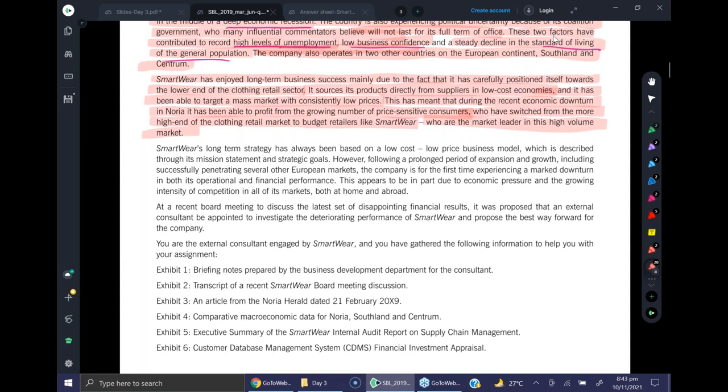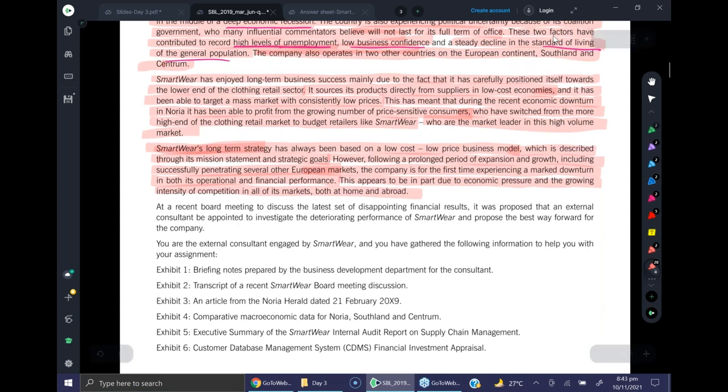So SmartWear's long term strategy has always been based on a low cost, low price business model. So that's their business strategy, low price, low cost, which is described through its mission statement and goals. However, following a prolonged period of expansion and growth, including successfully penetrating several other European markets, the company is for the first time experiencing a downturn in both its operational and financial performance. So they're telling you that currently the company is facing all these operational and financial issues. This appears to be in part due to economic pressure and the growing intensity of competition in all of its markets, both at home and abroad.